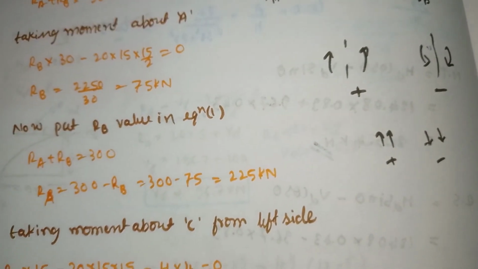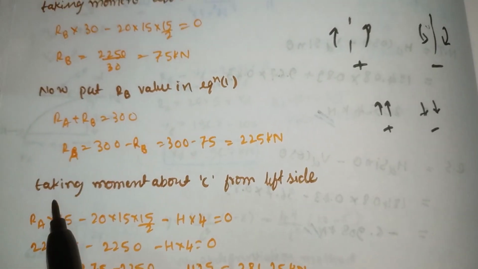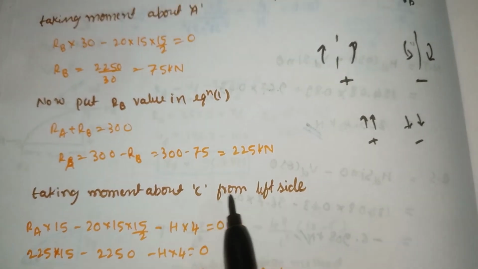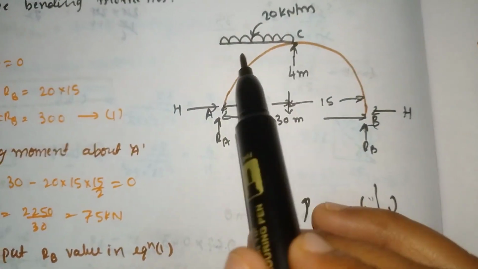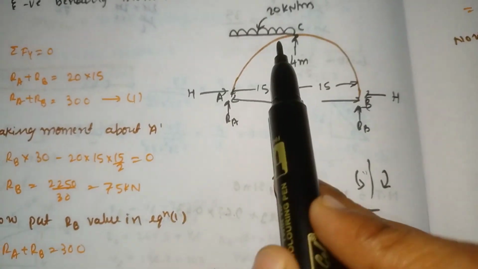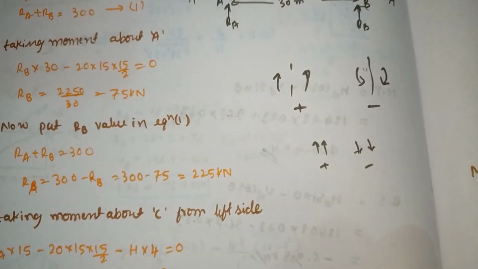So now next we have to take the moment about C from the left side. From the left side, moment about C we have to take. I will redraw this diagram for better understanding.